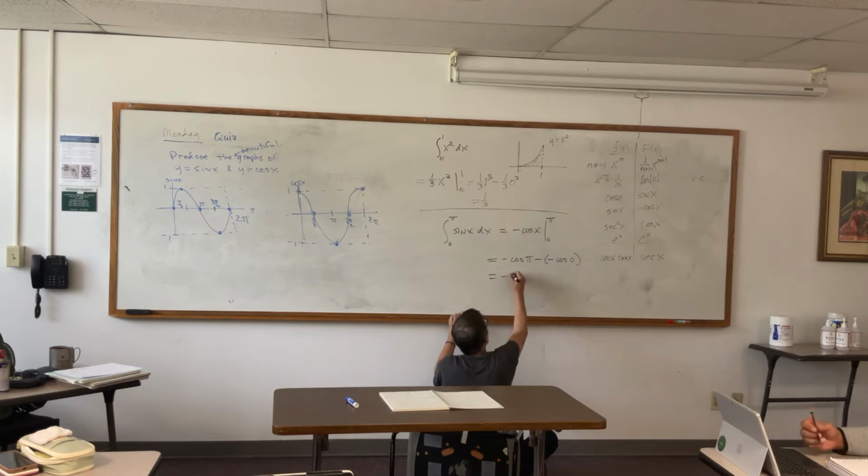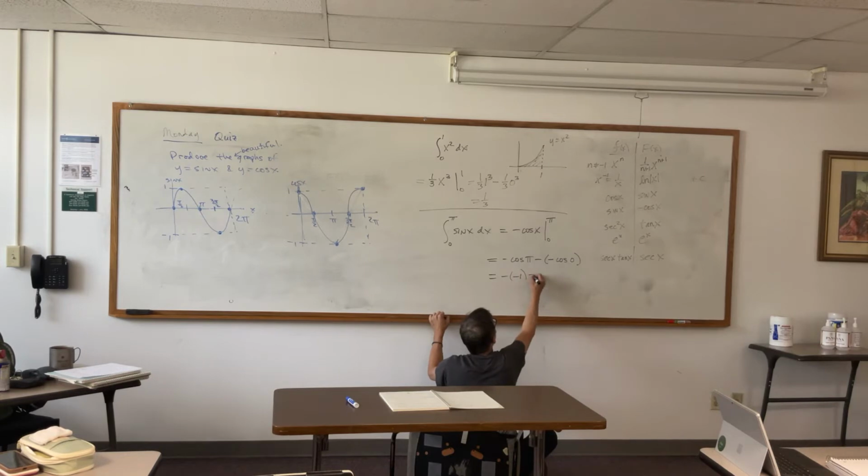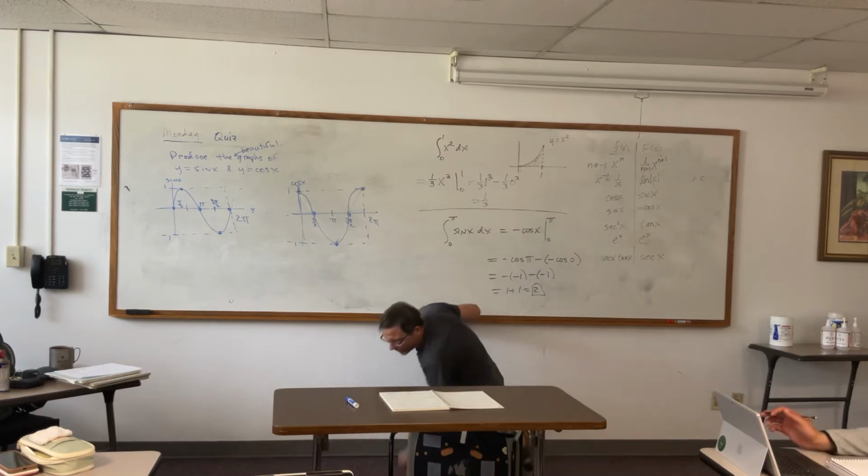So this is negative cosine of pi. I pull out my graph. That's -1. Beautiful. Minus negative cosine of 0. That's 1. Beautiful. That's 1 plus 1. Oh, good Lord. How can the area under sine be 2? How can it be whole? I don't know. But I love it. I love that it's whole.